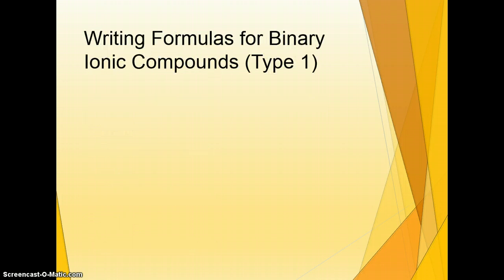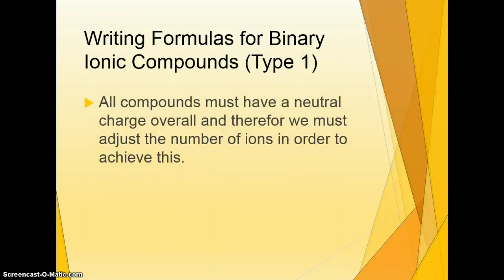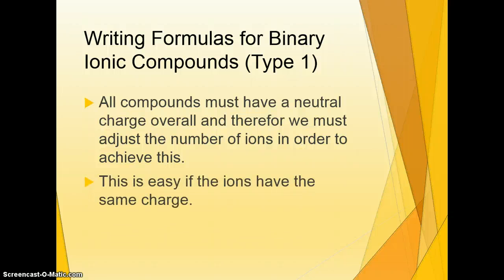Now if we're going to write formulas for binary ionic compounds, all compounds must have a neutral charge overall. Therefore, we must adjust the number of ions in order to achieve this. So we're looking to make sure that our positives and negatives are equal. It's easy if the ions have the same charge.